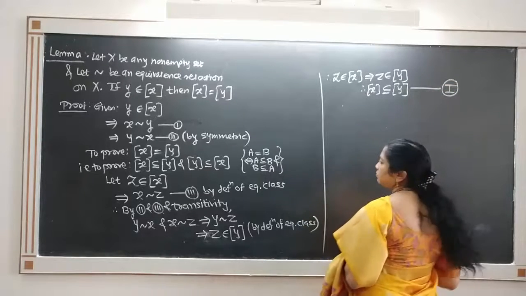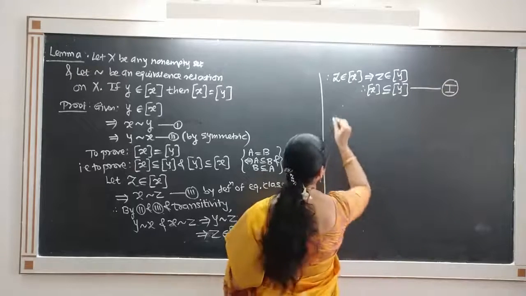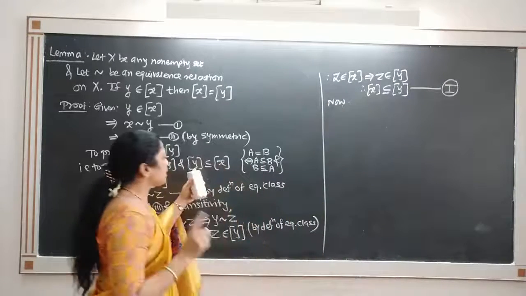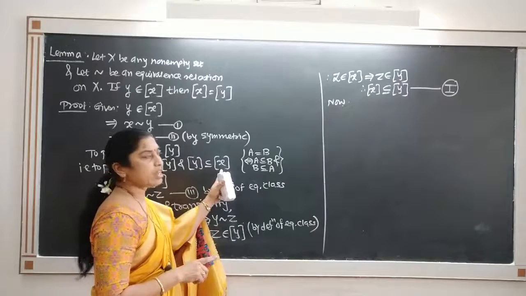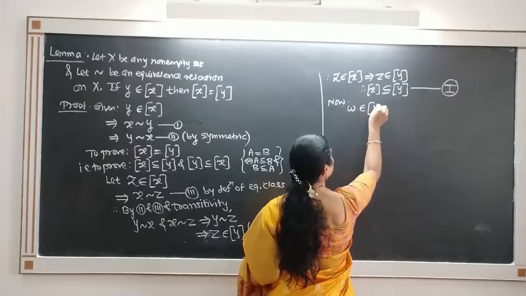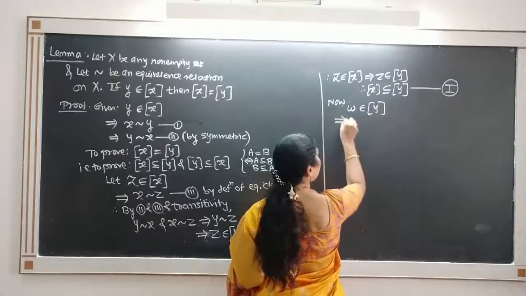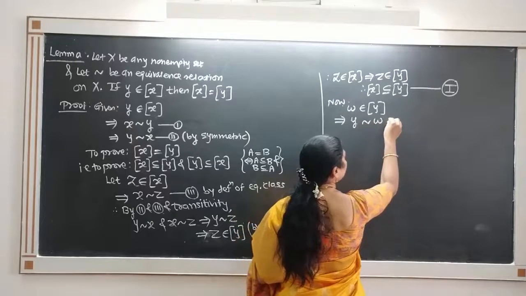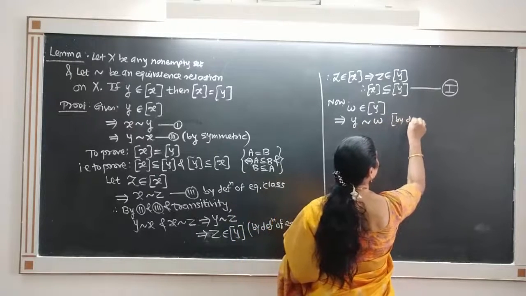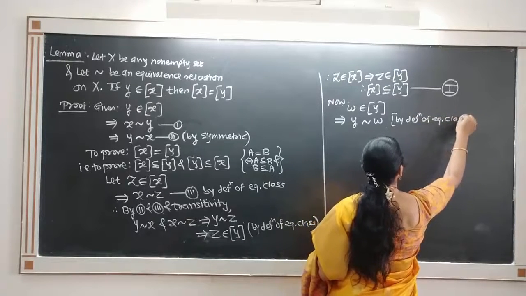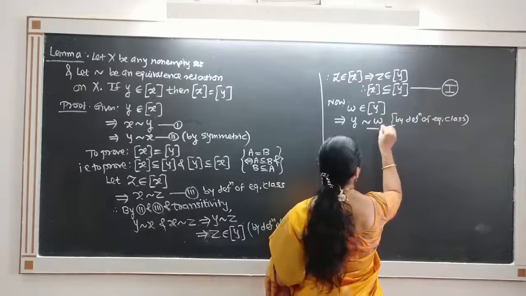Now we will prove that the equivalence class of Y is a subset of the equivalence class of X. So start with an element W in the equivalence class of Y. What does this imply by definition? This implies that Y is related with W. This is by definition of equivalence class. This is our result 4.